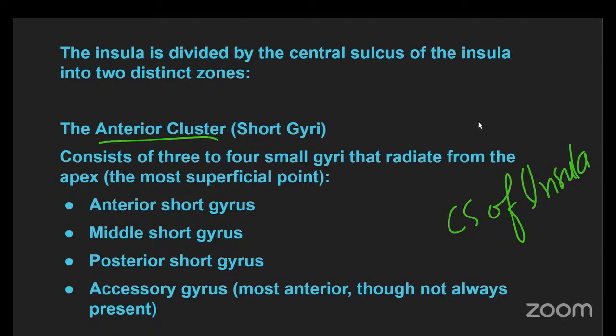So anteriorly, there are 3 to 4 small gyri, and they radiate from the apex. So basically, insula is shaped like this. There's this triangular sort of apex here, and there's a circular sulcus, and then we have the central sulcus, which runs here. So the gyri, they sort of branch out like this around the apex. This is just an illustration. Please ignore my poor drawing. So we have anterior short gyri, we have middle short gyri, we have posterior short gyri, and then we have accessory gyri, which is sometimes present, sometimes not present.